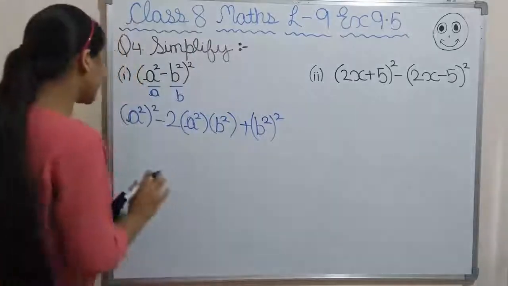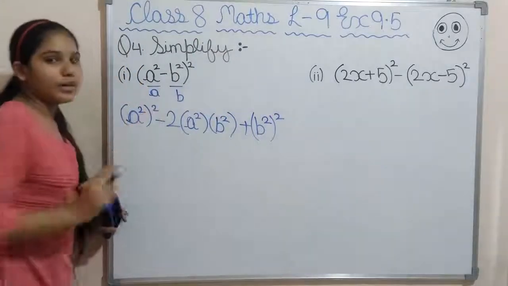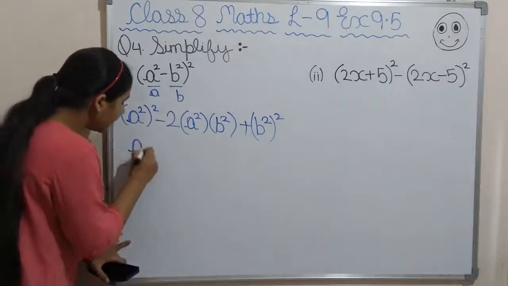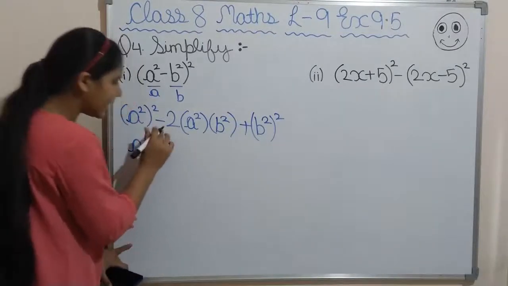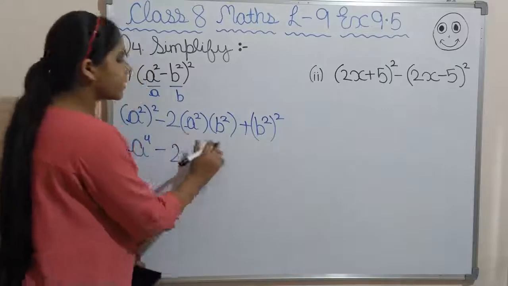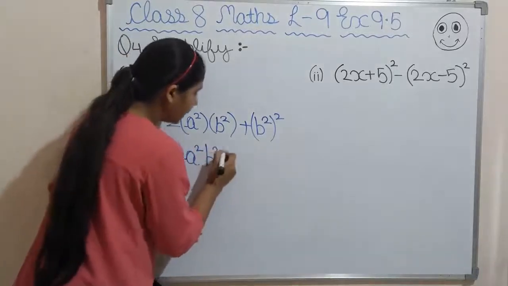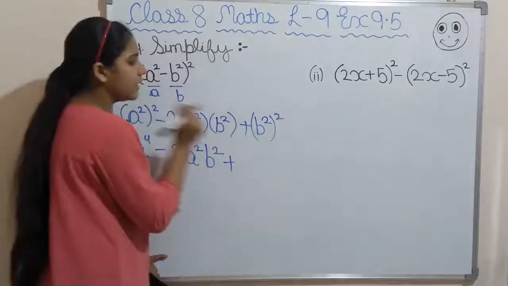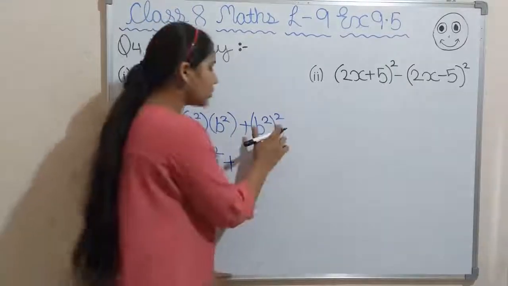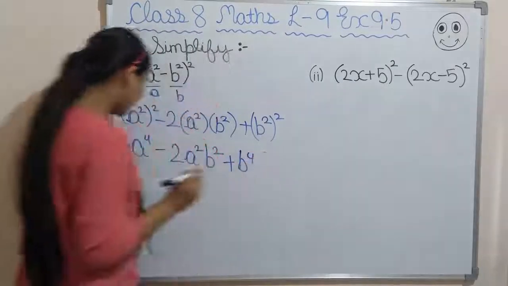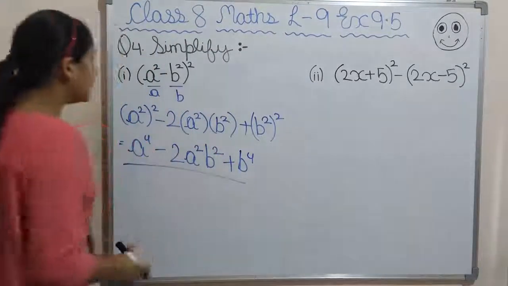Okay, so let's solve it. Here square of square means 2 times, so 2 twos are 4, so we can write it as a raised to the power 4. Then minus sign as it is, 2 into a square into b square, we can write as 2a square b square. Plus as it is, then b square whole square, so 2 into 2 is 4, so we can write it as b raised to the power 4. So this is the answer.